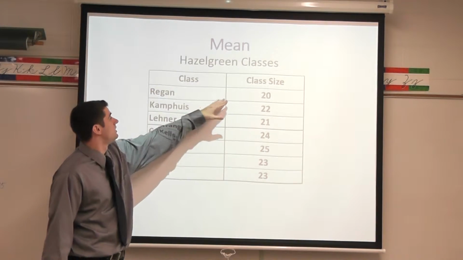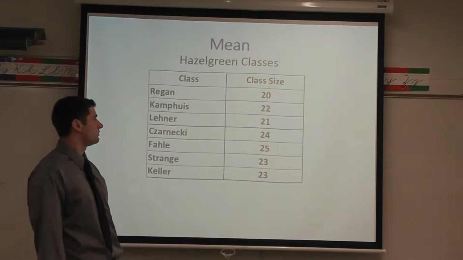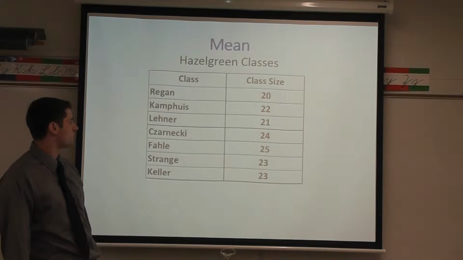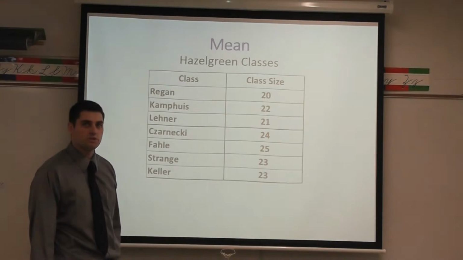So in our table, Mrs. Regan has 20 students, Ms. Campice has 22 students, Mr. Lehner has 21 students, Mrs. Zarnecki 24, Ms. Foley 25, Mr. Strange 23, and Mrs. Keller 23.